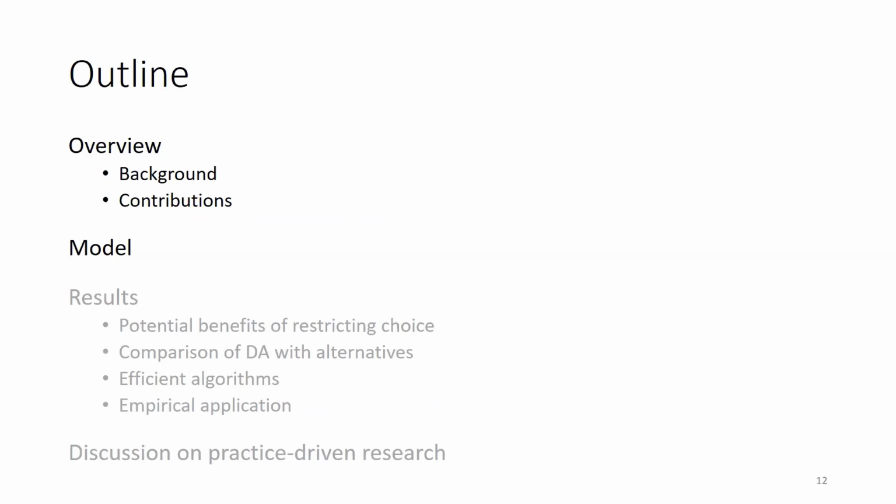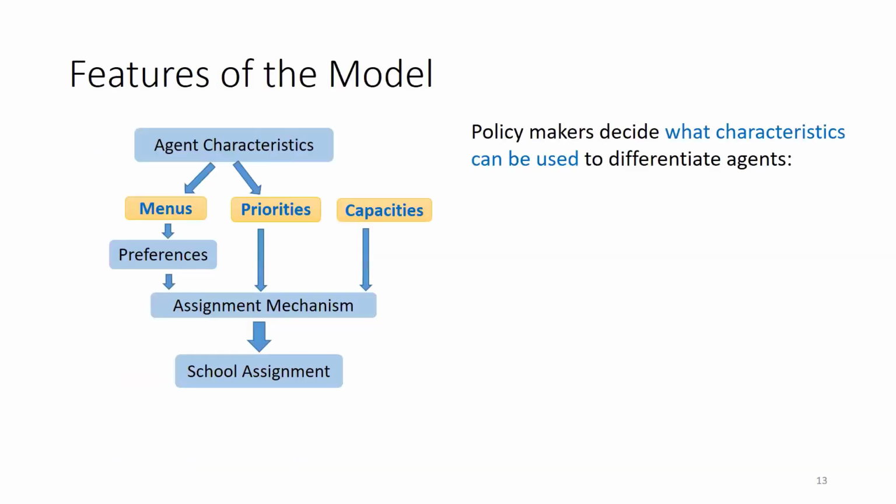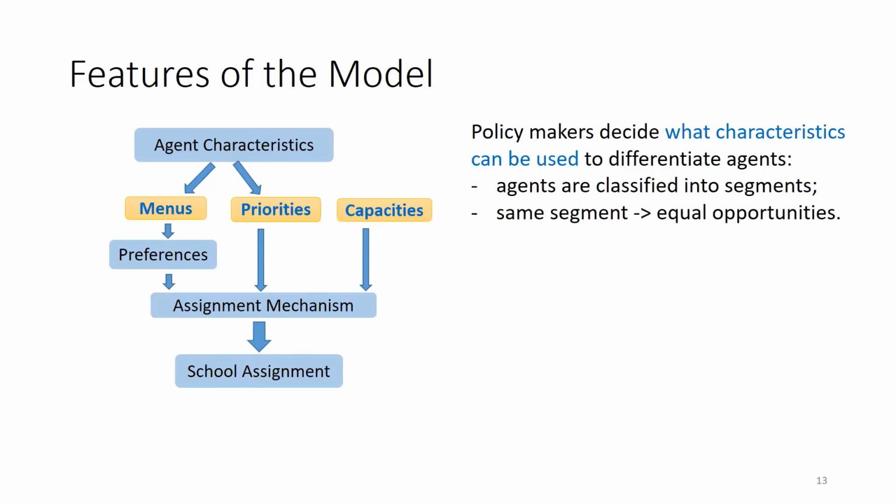Let me go over the model. I'll first talk about the features of the model and then the details. Here are the features of the model. The policymaker can decide what characteristics can be used to differentiate agents. For example, for school choice, policymakers may decide home location is possible to determine menus and priorities, but race and gender cannot be used. And based on this decision, policymakers classify agents into segments, and the model will guarantee that those from the same segment will receive equal opportunities from an ex ante perspective.